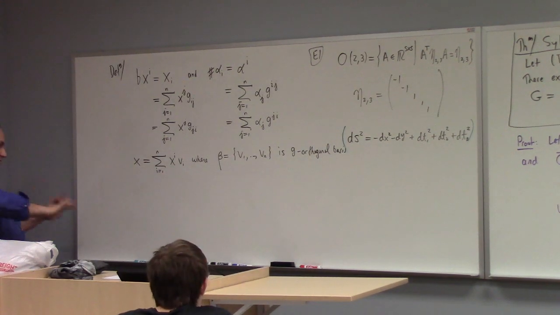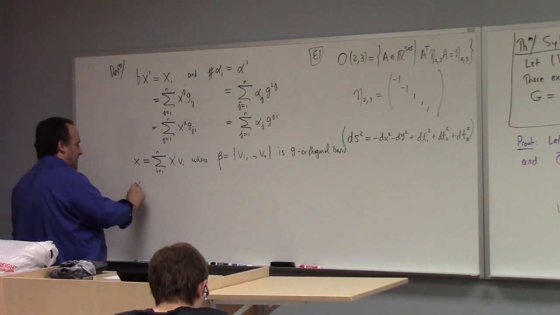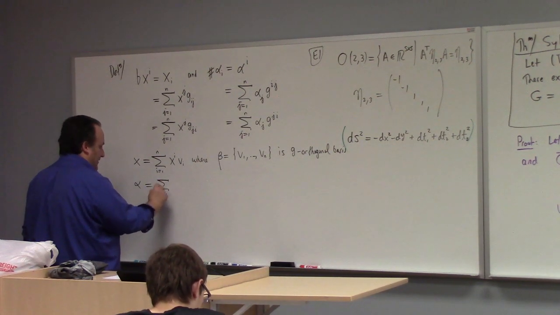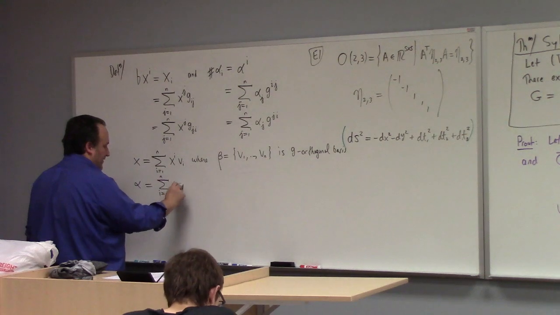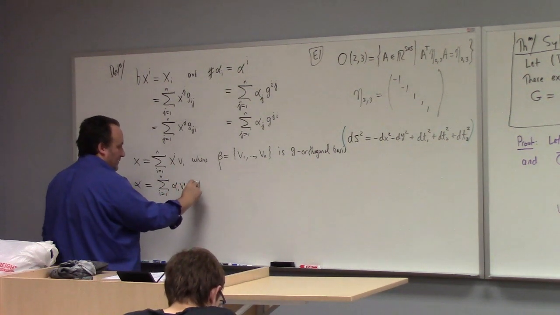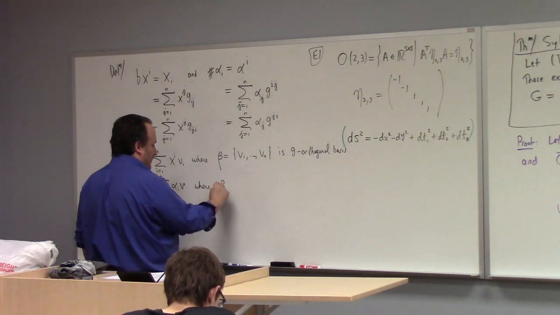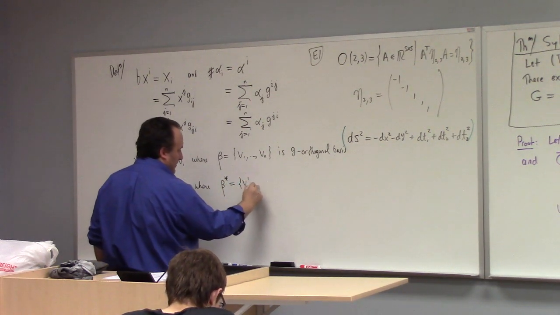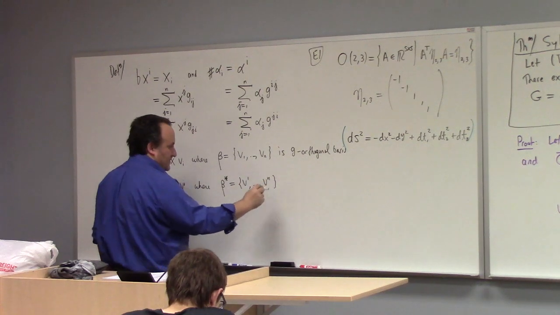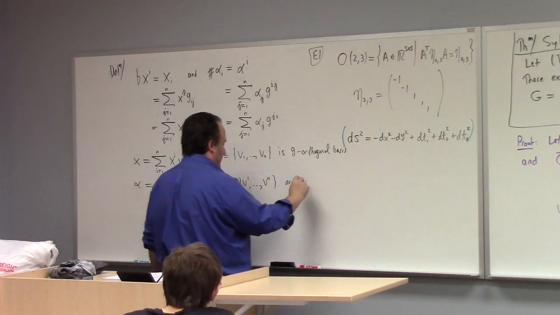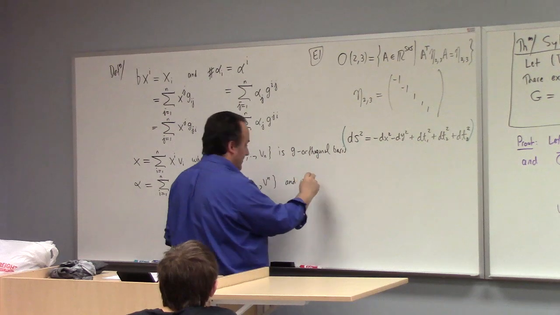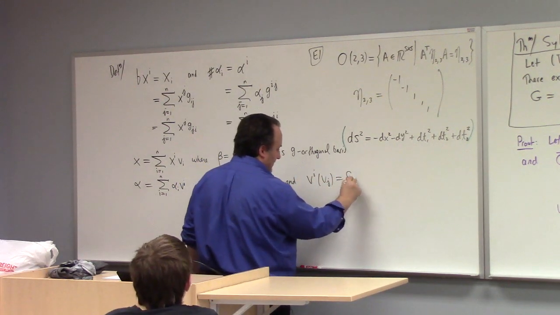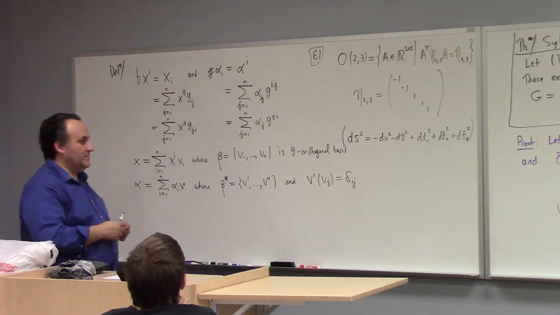Alpha, on the other hand, is a dual vector, and it is equal to the sum i equals 1 to n of alpha i, v upper i, where the dual basis is the v with the upper indices. And how are they related? v upper i acting on v lower j is the Kronecker delta ij.